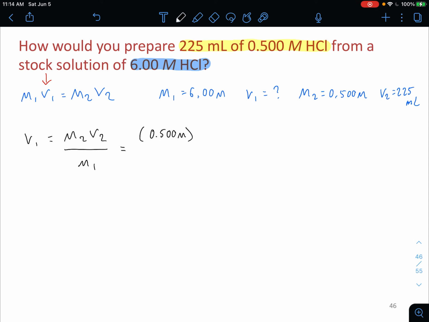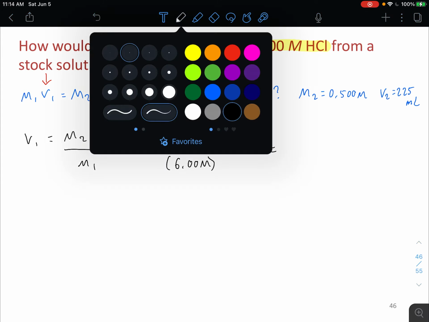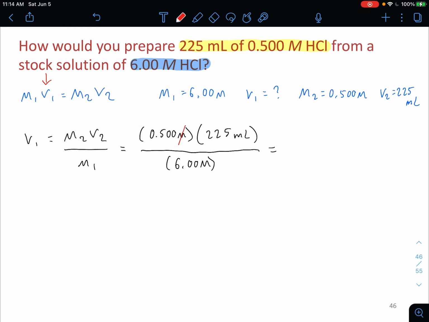0.500 molar, 225 milliliters, and then 6 molar. So now I went directly in with milliliters, and my rationale for that, like I was saying earlier, is in this equation, the molarities are going to cancel. So whatever units I put in for volume, those are the ones that are going to stick around. Okay, so 0.5 times 225 divided by 6.